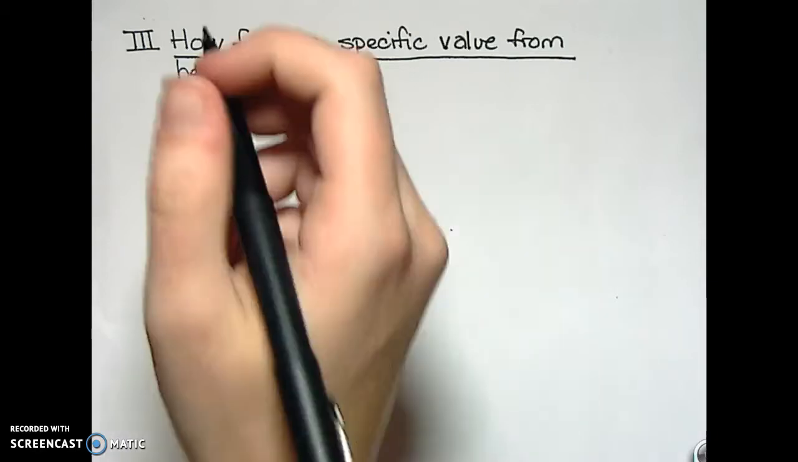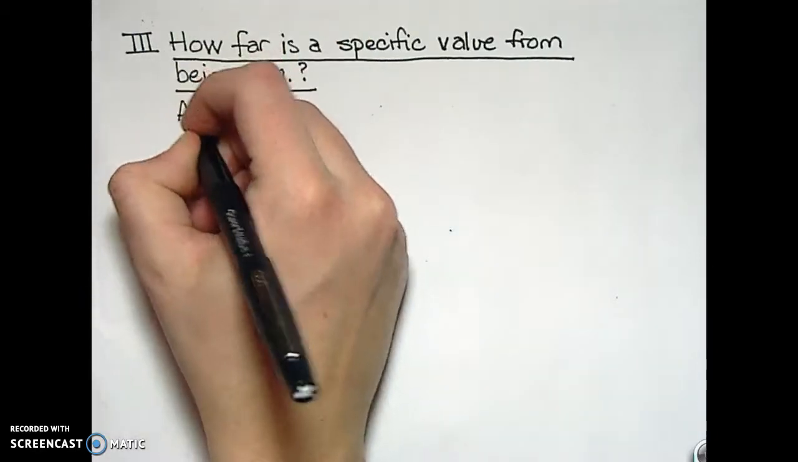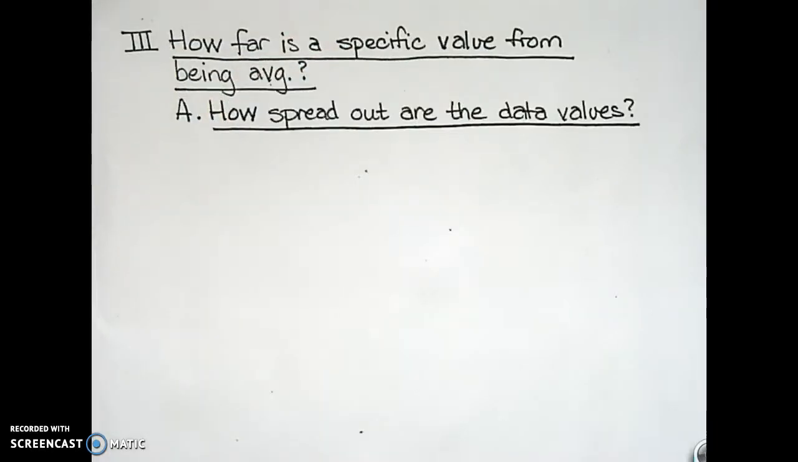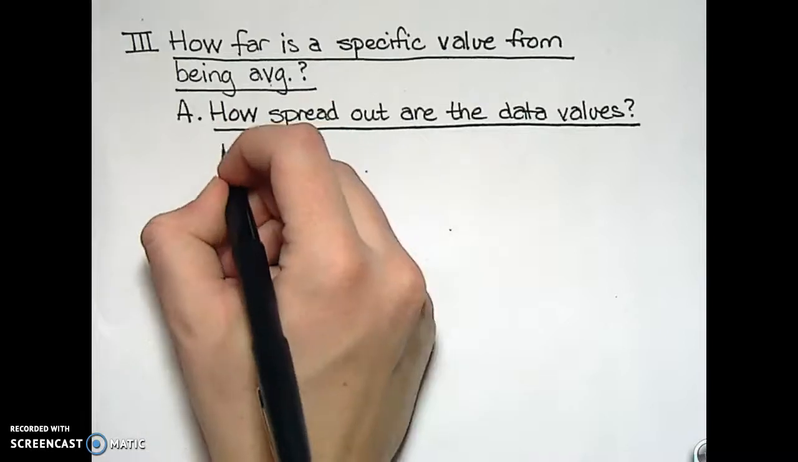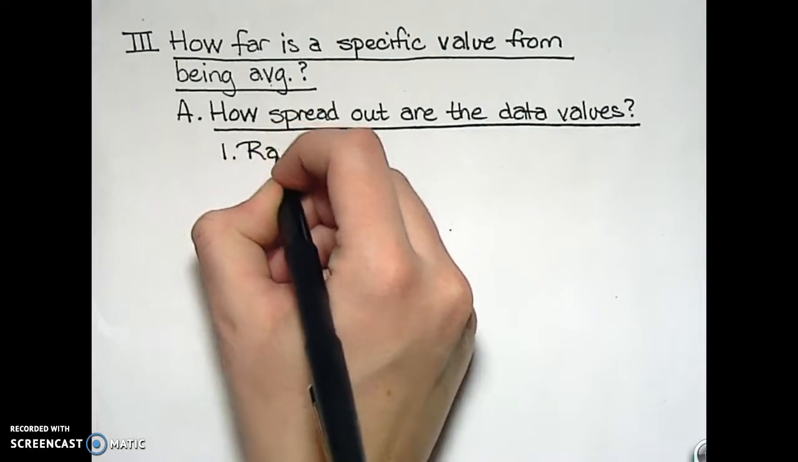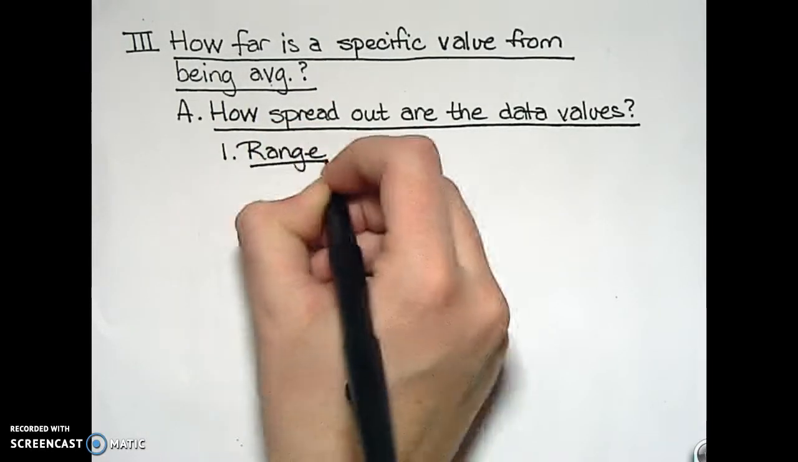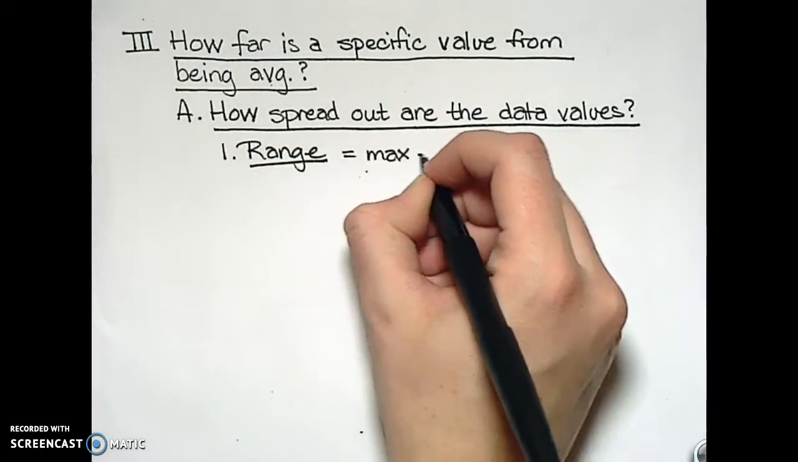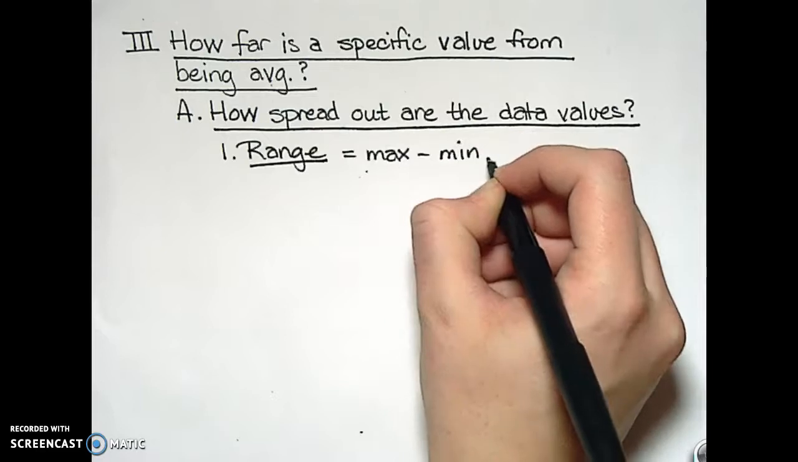The first sub-question is, how spread out are the data values? There are two ways that we can measure the spread of data. The first way is through what is called the range of the data set. And the range is simply put going to be your max value minus your minimum value.